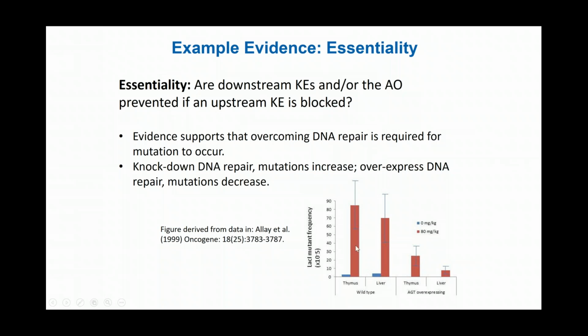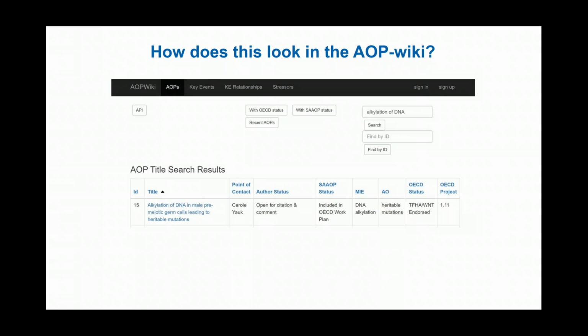So here we have exposure to 80 milligrams per kilogram of, I believe it was ENU. I'm not sure, I can't remember now, but an alkylating agent, and we see a very significant increase in the numbers of mutations following the exposure. And when AGT is overexpressed, we see these coming down. So overexpression of repair basically leads to the predicted downstream impact on the mutation. This is a good example of how chemical-specific data is used to support a generalized key event, the inadequate repair key event. So how does this look in the wiki?